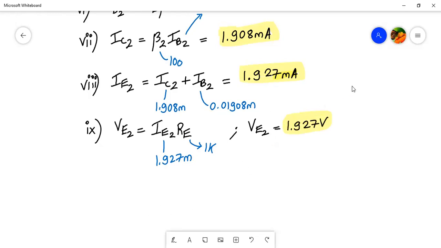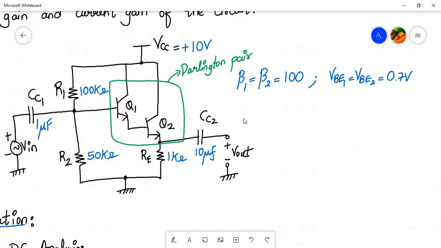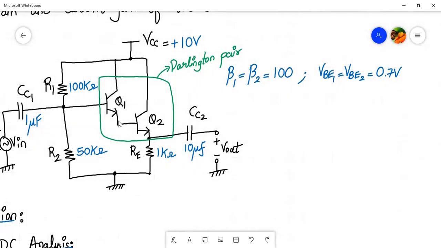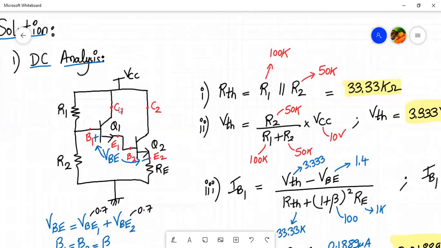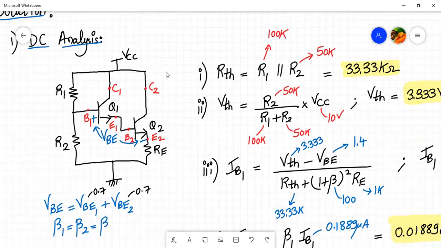Then let's go back to the circuit and calculate other terminal voltages. We calculated the value of VTH. VTH is same as your VB1. And VE1 and your VB2 are same, right? So we have to calculate that, how much is that? And also VE2 we calculated, okay? So your VC1 and VC2 will be equal to VCC, but those are the same things. Here we calculated the value of VTH and VE2. So we can easily calculate the value of VE1 or VB2. Okay, so let's proceed forward.